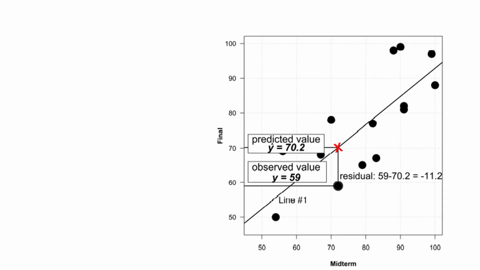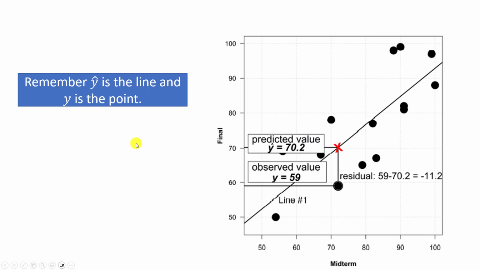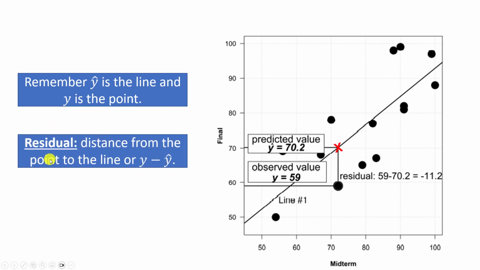Sometimes it could be nice to visualize the residual on the scatter plot. So here we have a scatter plot that is using the midterm grade of someone to predict the final grade. And remember that y hat is going to represent the line, which is our prediction, and y is the actual point. And the residual is going to be the distance from the point to the line, or y minus y hat. So here we see the actual observed final exam grade for one of the students was 59, but the model actually predicted that they were going to get a 70.2. So the difference between those two numbers is negative 11.2, representing that this person was over-predicted based on this model. This model predicted they were going to score a 70.2, but they only scored a 59.